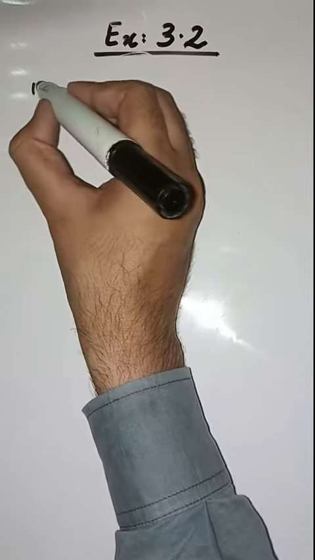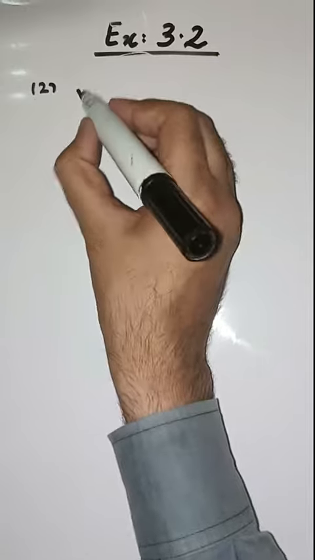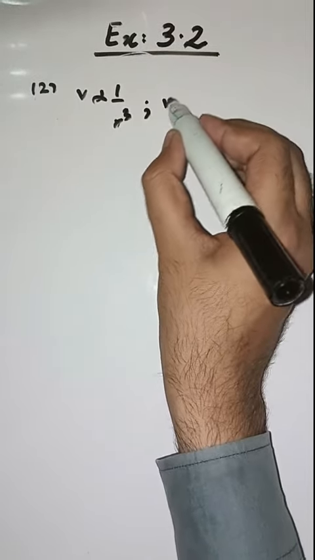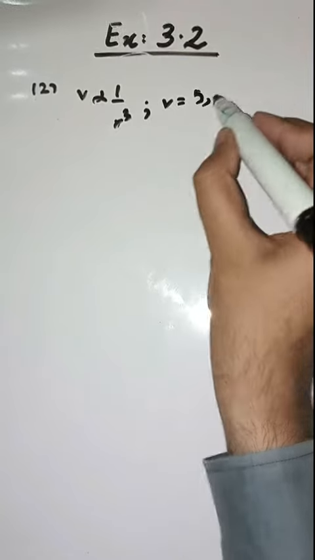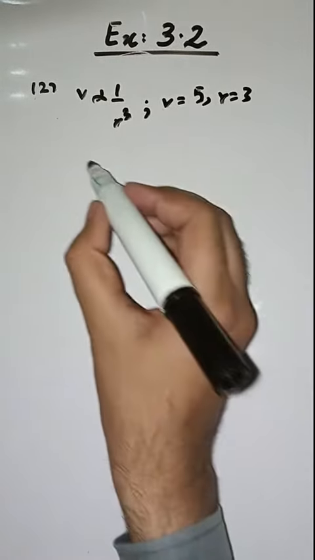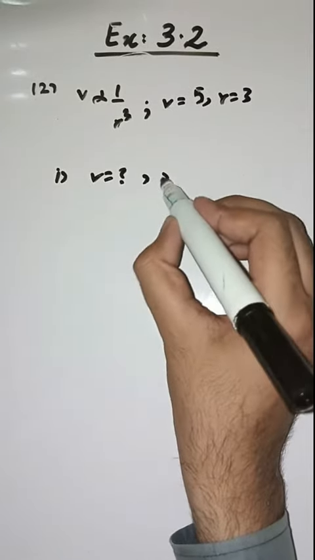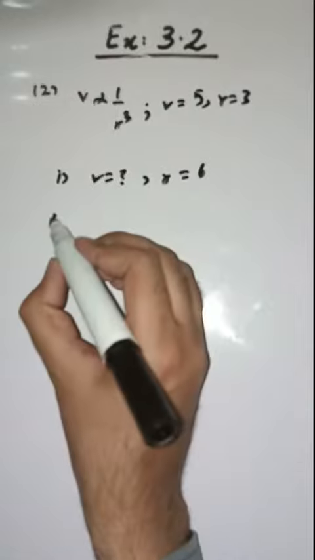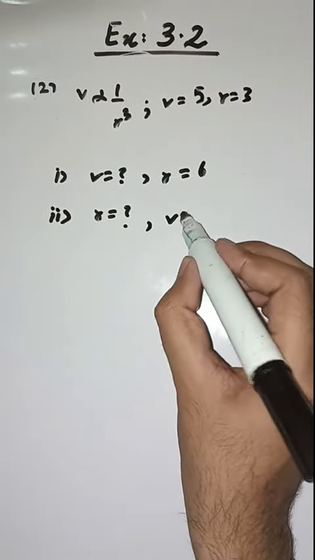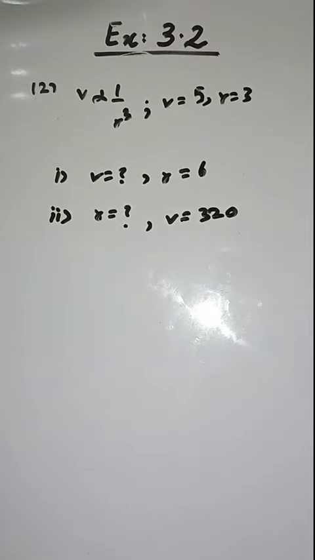आज हम करेंगे एक्सरसाइज 3.2 क्वेश्चन नंबर 12। क्वेश्चन नंबर 12 है हमारे पास, if v is inversely proportional to r cube and v is equal to 5 and r is equal to 3, find v when r is equal to 6 and find r when v is equal to 320. So students, what will we do?